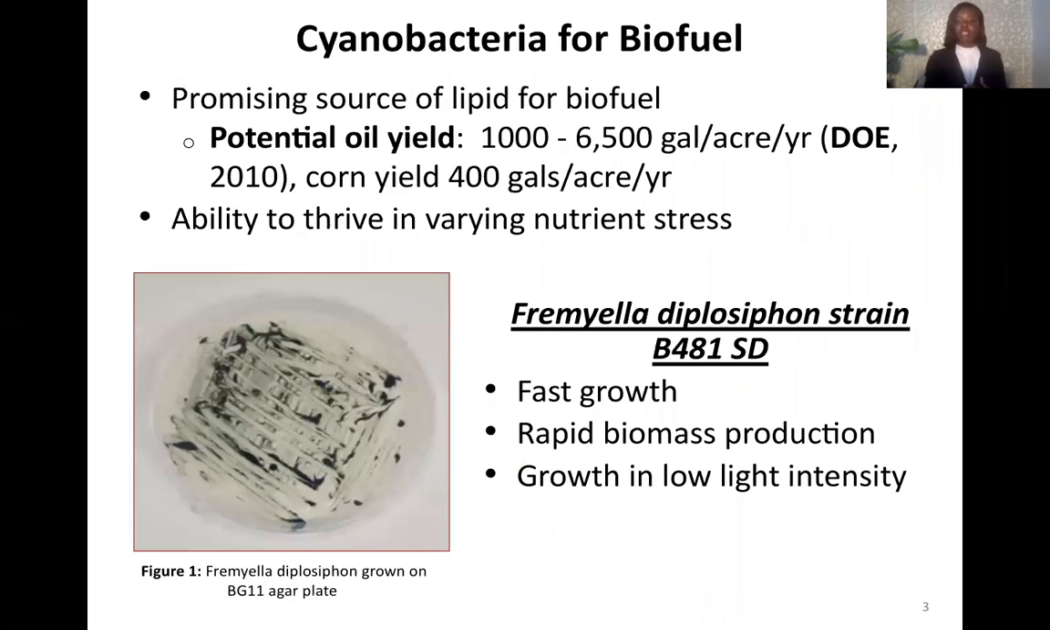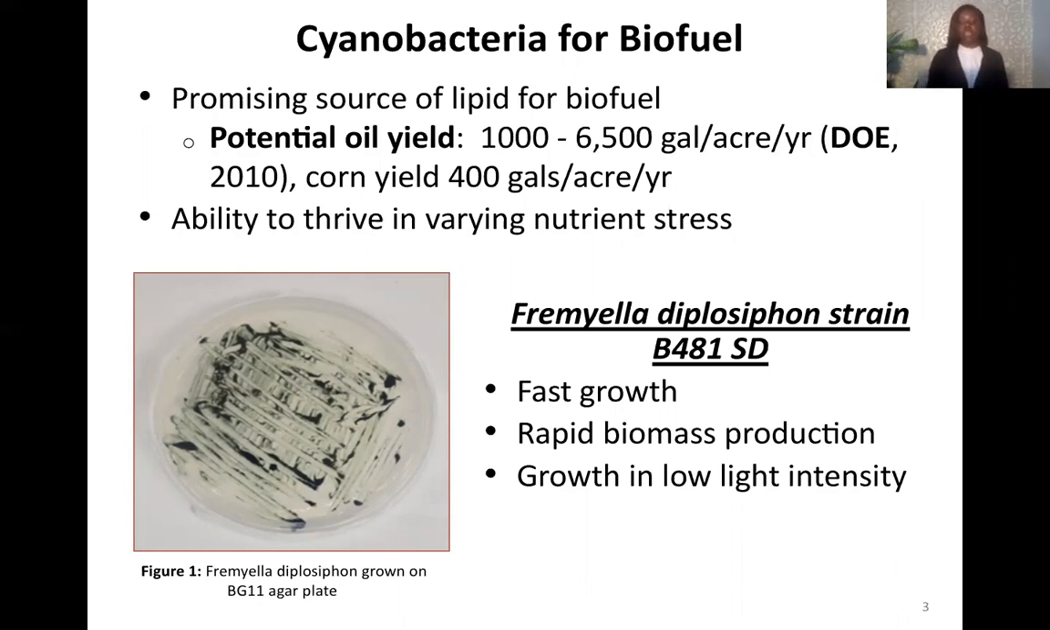Cyanobacteria are photosynthetic prokaryotes that have been recognized as a potential source for biofuel production. Cyanobacteria are valuable for their wide range of applications in both the pharmaceutical and the cosmetic industries. They're an ideal organism for this study due to their fast generation time, minimal nutrient requirements, and high net energy converting biomass into fuel.